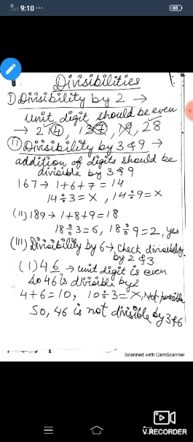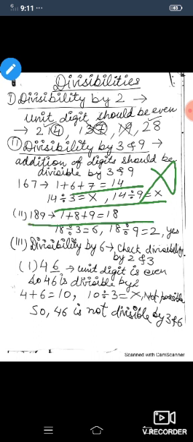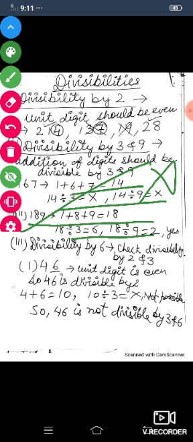Then divisibility by 3 and 9. The sum of the digits should be divisible by 3 and 9. I have taken the number 167. 1 plus 6 plus 7 is equal to 14. But 14 is neither divisible by 3 nor by 9. So this number is not divisible by 3 and 9. Let us take another number, 189. I will add up the digits, 1 plus 8 plus 9, that is equal to 18. 18 is divisible by 3 as well as by 9. So yes, 189 is divisible by 3 and 9.